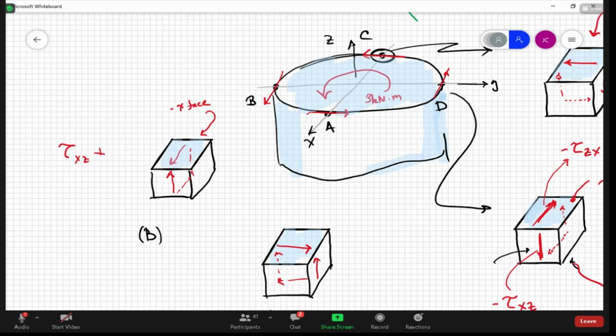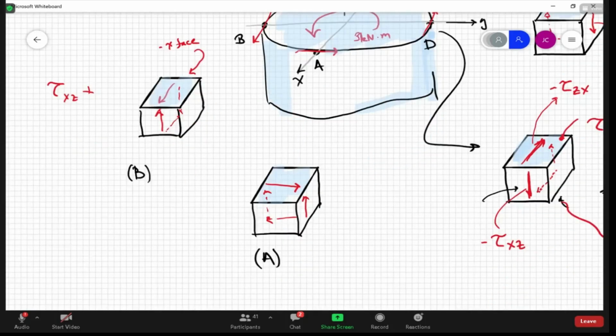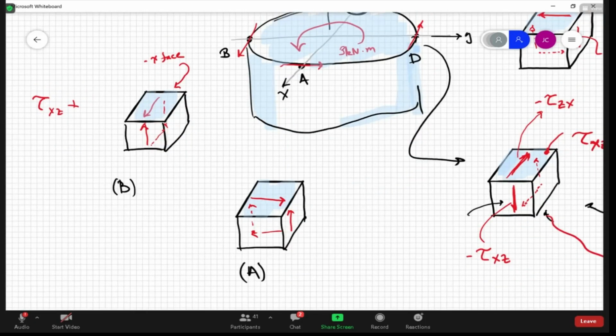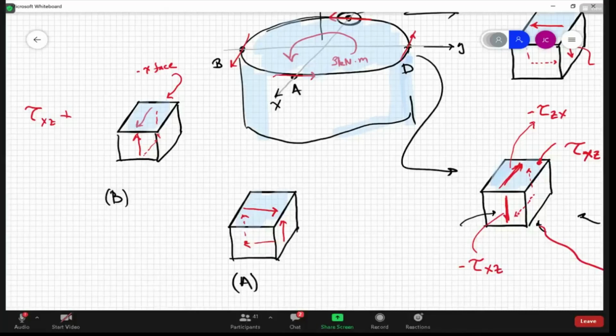All right. What about point A? Positive or negative? And what's the component of shear stress? Okay, first, what's the component of shear stress? What plane does it act in? YZ. YZ, positive or negative?